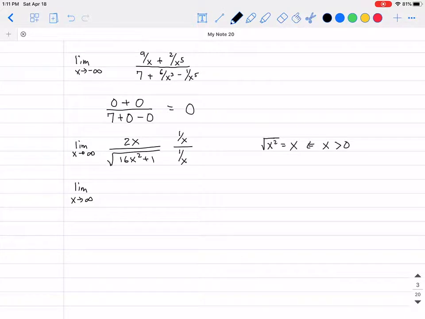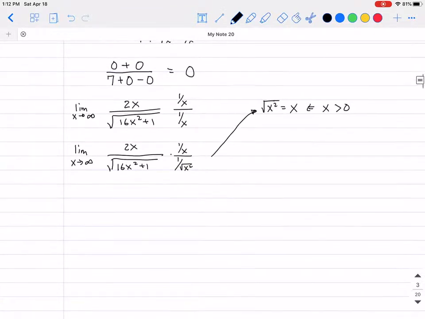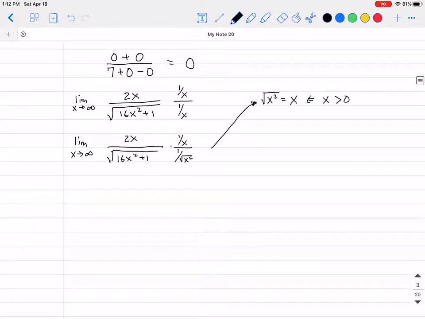And if I rewrite that, this is how we're going to bring it inside the fraction. So 2x divided by the square root of 16x squared plus 1. The top part is still 1 over x, but according to what we just said, I can now rewrite that as 1 over the square root of x squared. And just like that, we can now put everything inside.